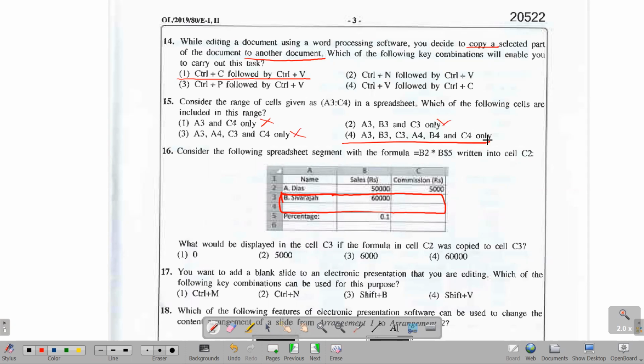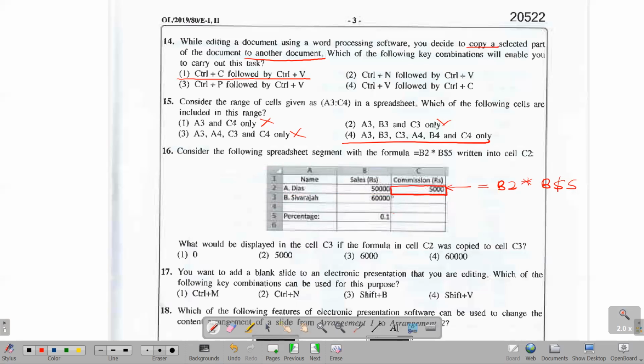16th: consider the following spreadsheet segment with the formula B2 multiplied by $5 written into cell C2. What would be displayed in cell C3 if the formula in cell C2 was copied to cell C3? So C2 means this formula. This cell contains equals B2 multiplied by $5.